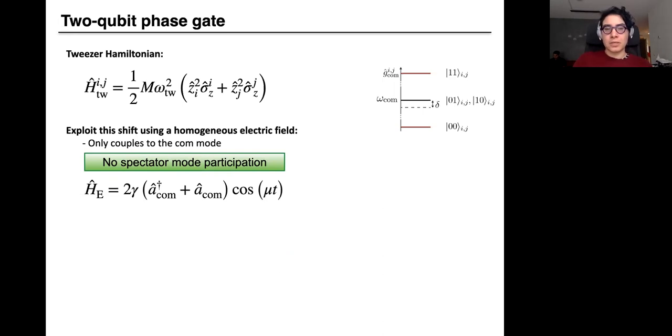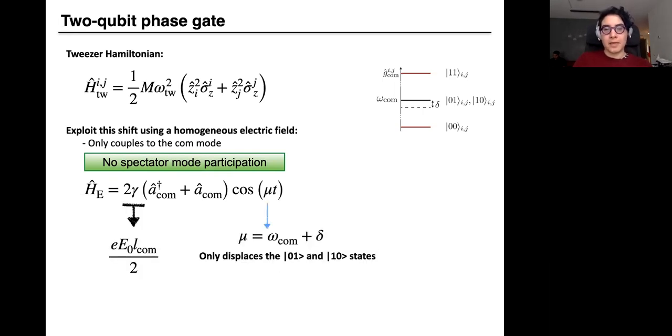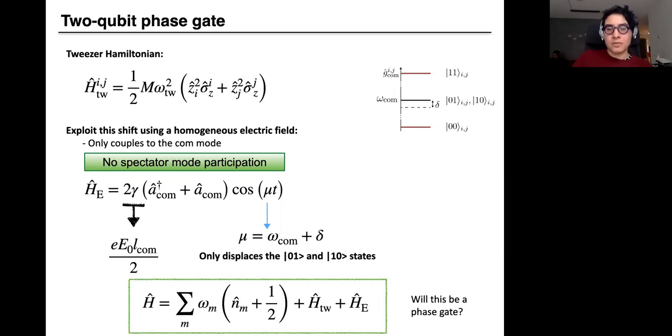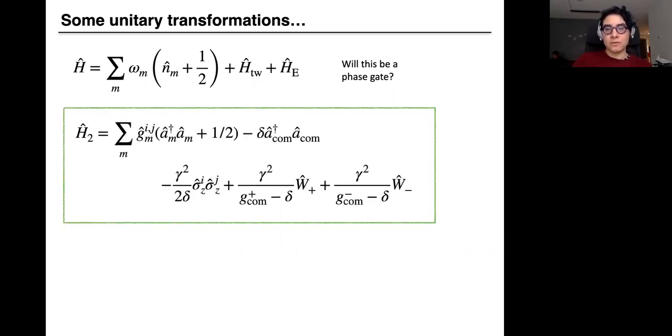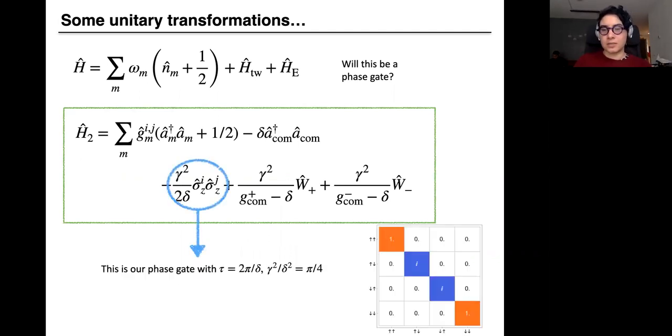So now we can also write what the electric field Hamiltonian does. Here we tune the electric field close to the original center of mass frequency. Because of this, it only couples strongly to the two-qubit states where the qubits haven't shifted, and so they're anti-parallel to each other. So we want to see whether the total Hamiltonian will give us the gate that we want. We can do a whole bunch of unitary transformations to convince ourselves that some term like this pops out and that this gives us a phase gate.